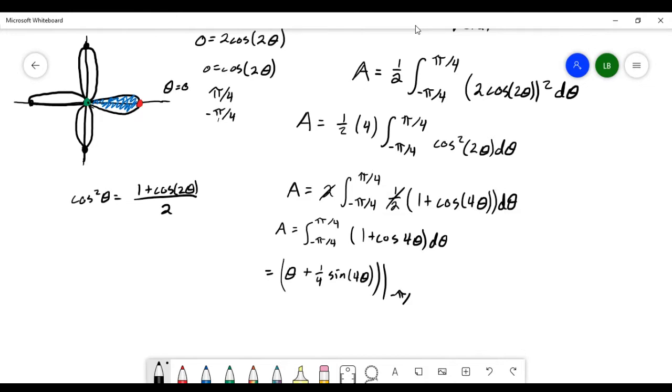Just finishing up this. Go from negative pi over 4 up to positive pi over 4. Once you plug in the numbers, that comes out to be pi over 2. So that would be the area of just one petal of this region. All right, any questions with this problem?